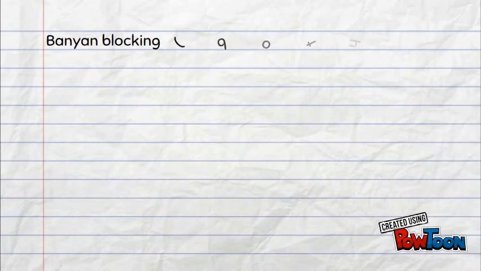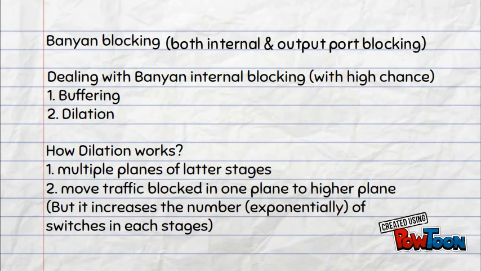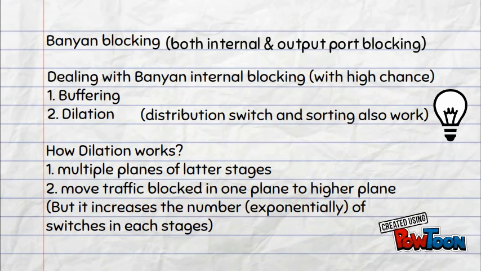Banyan has internal blocking and output port blocking, and the chance of internal blocking is high. Buffering and dilation can solve this. Dilation sets multiple planes for later stages, moving blocked traffic to a higher plane, but this proportionally increases the number of switches. Also, distribution is used to reduce blocking and sorting for avoiding blocking.